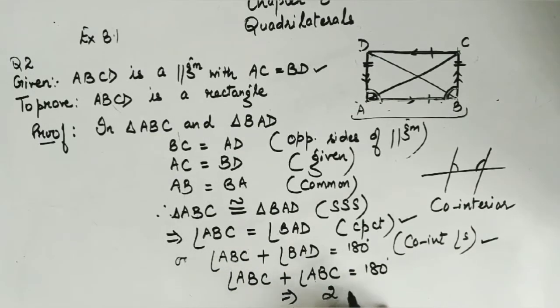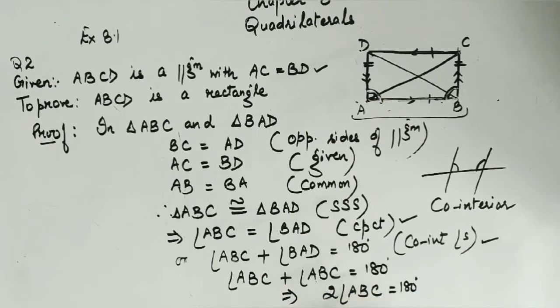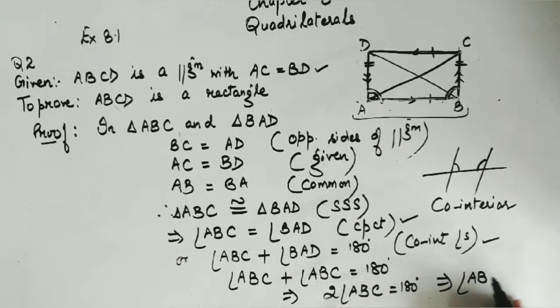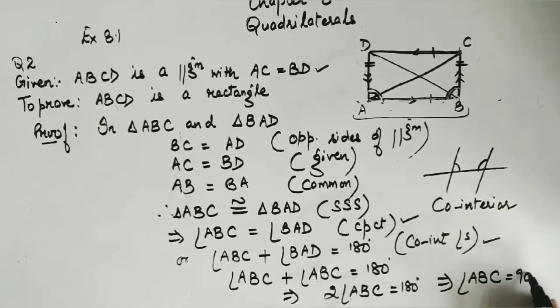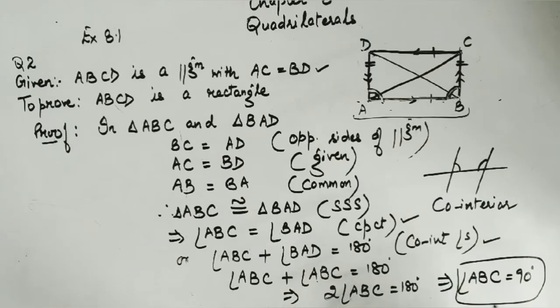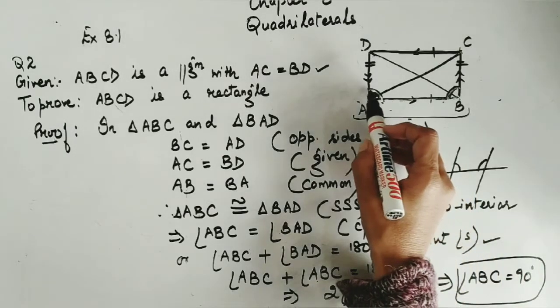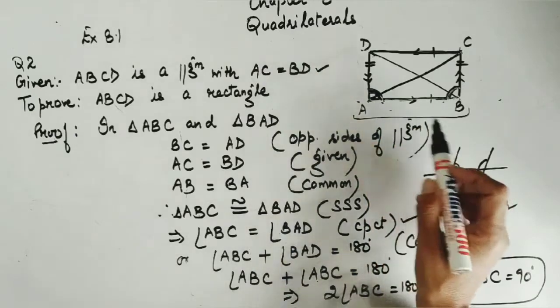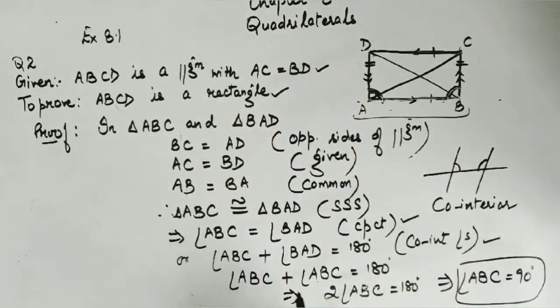This indicates twice of ABC is 180. If twice of ABC is 180, what would be the measurement of ABC? This becomes 180 upon 2, and hence it's 90. And that's a general rule. In any parallelogram, if you are able to prove that one angle is 90, it becomes a rectangle.